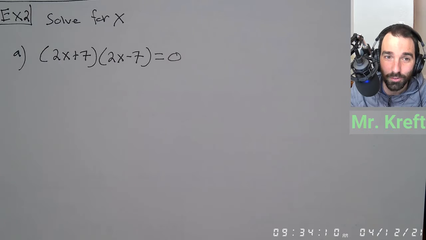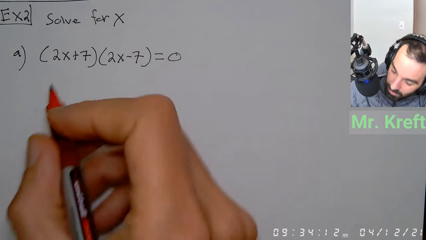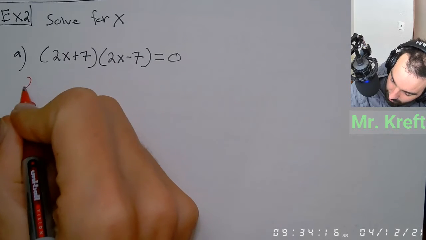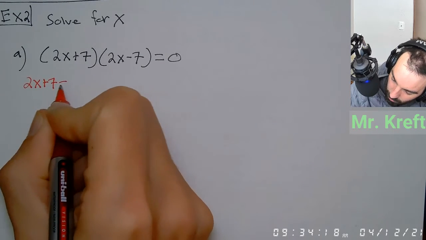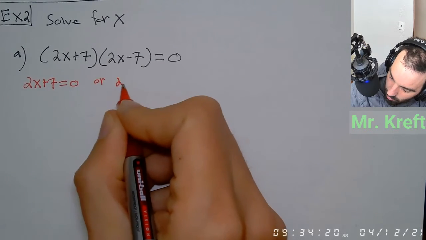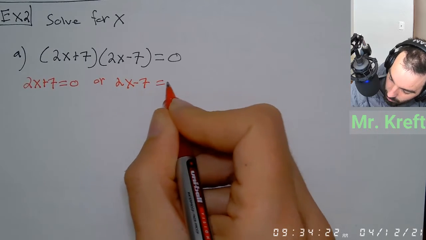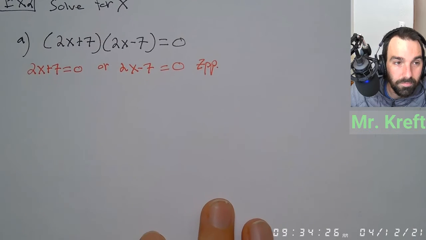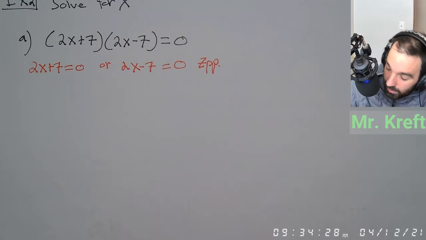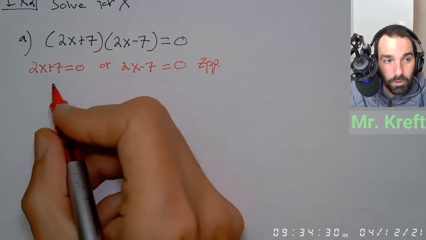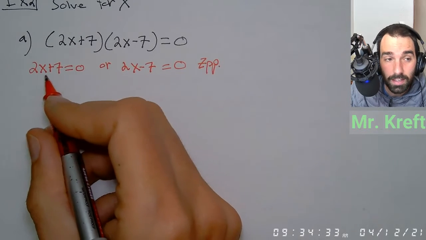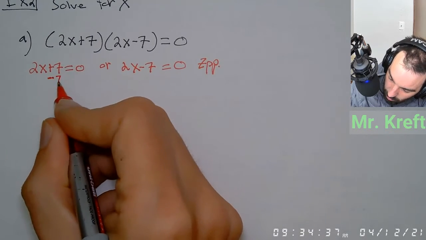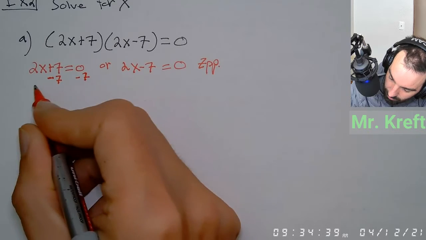All right, so let's go over this. Let's take a look at this. So we got two things multiplying to 0. So that means 2x plus 7 equals 0 or 2x minus 7 equals 0. This is the zero product property. Okay, so then we go ahead and solve. So remember, we do multiplication and division last. We do addition, subtraction first. So I'm going to subtract 7 from both sides.